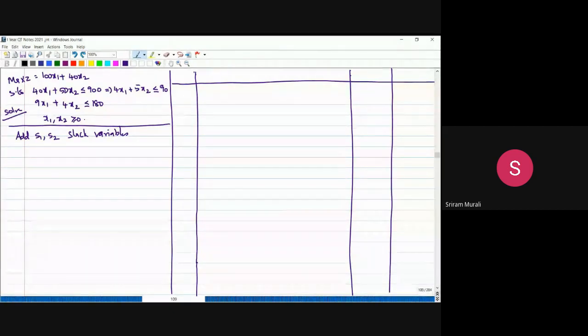So step number 1, it is a maximization problem. Step number 2, no right hand side is negative. Step number 3, add slack variables S1, S2 because of 2 constraints. So 4x1 plus 5x2 plus S1 is equal to 90, and 9x1 plus 4x2 plus S2 is equal to 180.